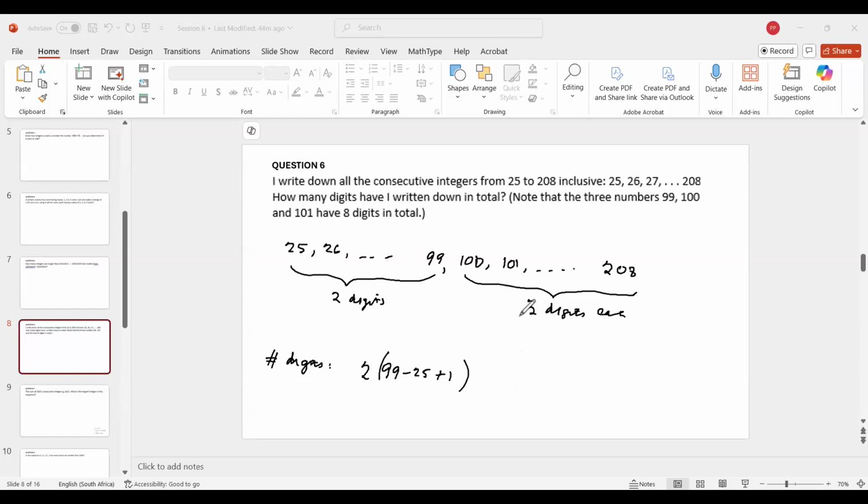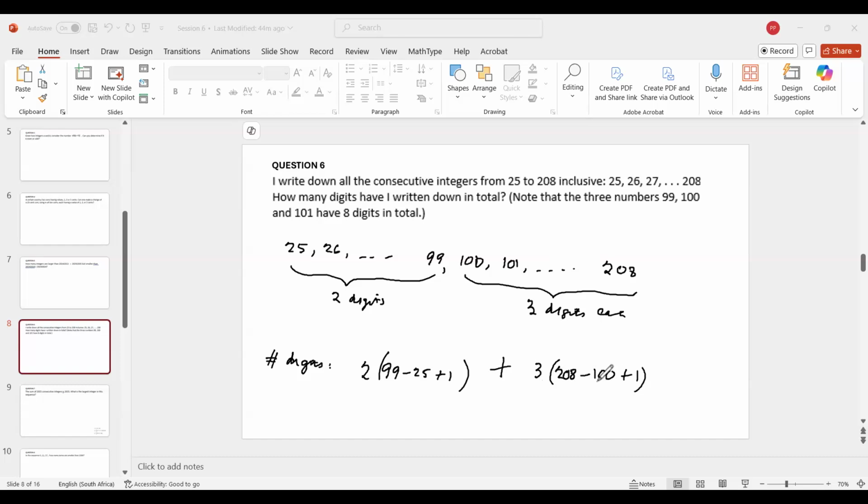Now here, I have to multiply this by 3 because each one has got 3 digits. But first, how many numbers are there altogether? It's 208 minus 100, last one minus the first one, plus 1. We said we must add 1. Oh, you can only do this for consecutive numbers. Be careful, you can't do this in any situation. It's the last one minus the first one, add 1 to it. And this gives you the total number of digits in that lot.